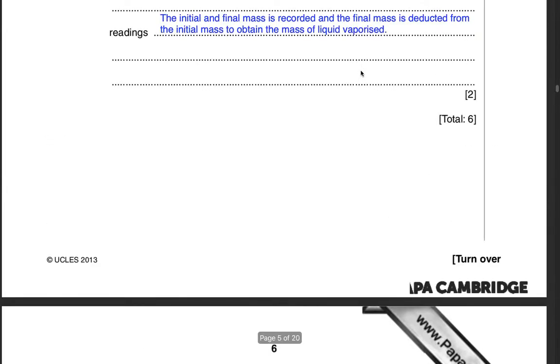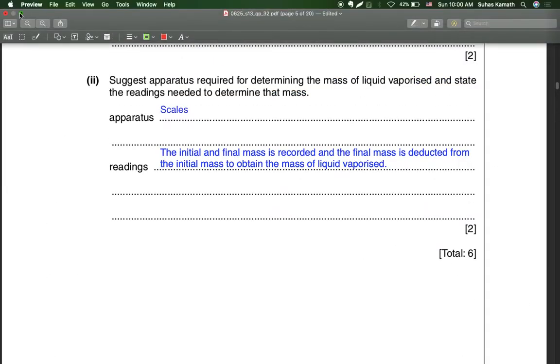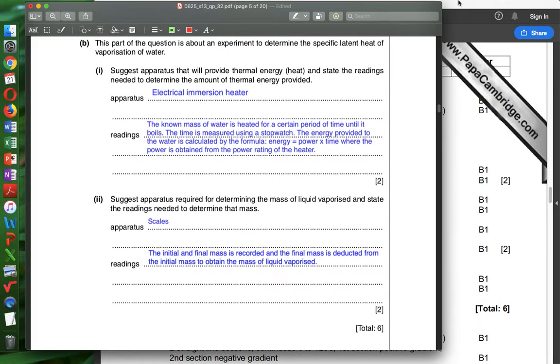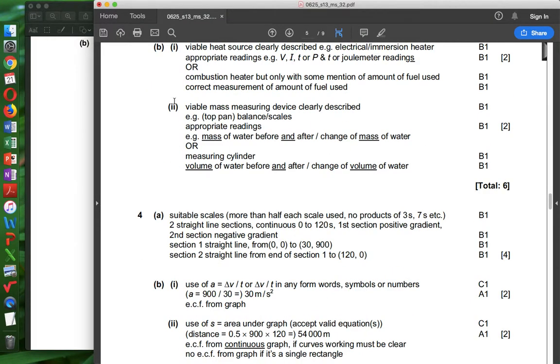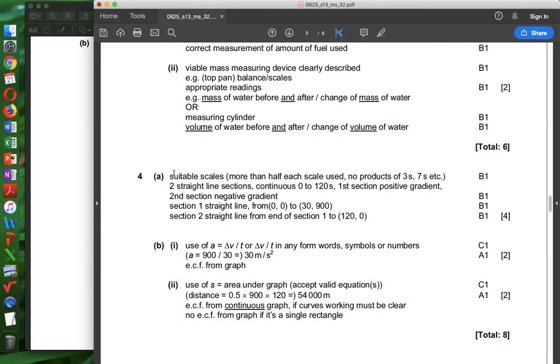Oh, so that's question number 4. So let's check. Variable mass. Now remember volume of water. Can you use this? No. Then you have to calculate the density, then you have to calculate the mass, which is a much more tedious process than just using the mass part. So that's all. That's how you get your 6 marks there.